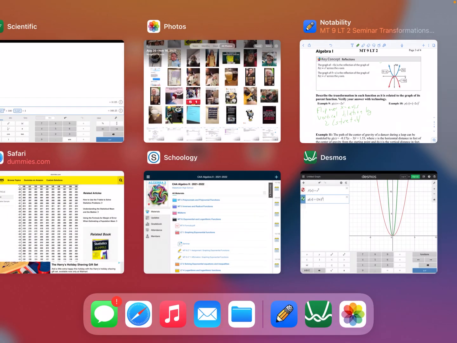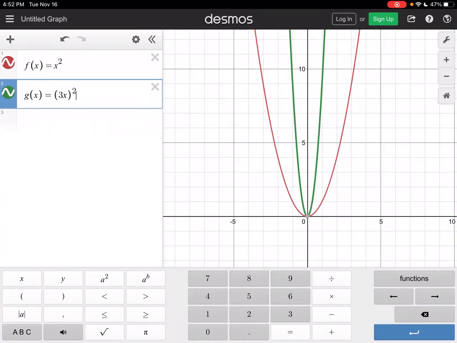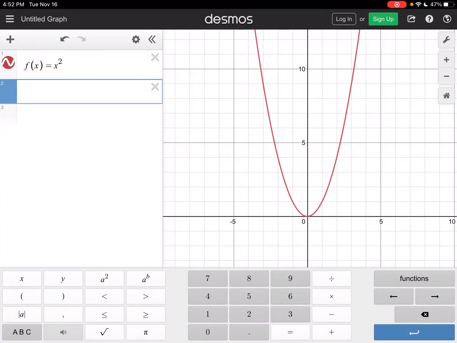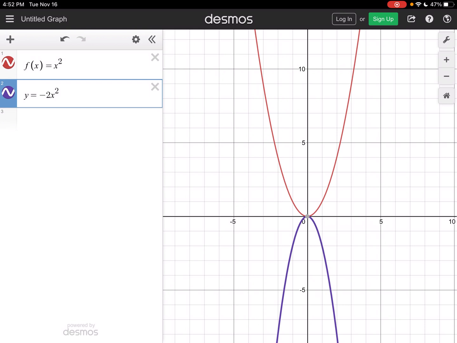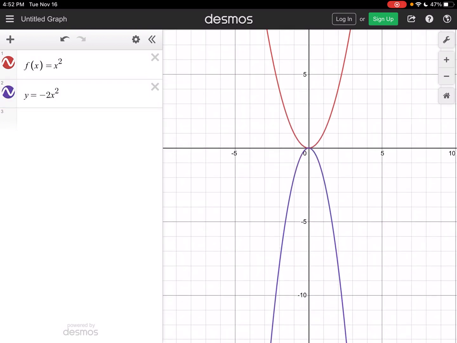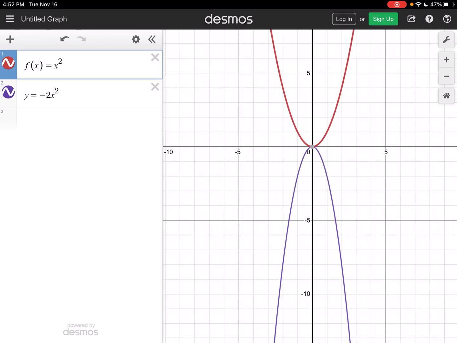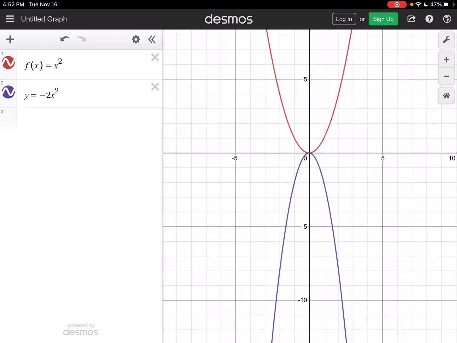So let's take a look at that one. So I'll have y equals negative 2x squared. And see what happens here? Let me raise my graph up a little bit so you can see it a little nicer. Each point has been flipped over the x-axis, then I've doubled it. So I've taken this point right here, I've flipped it over, and I've doubled its value.